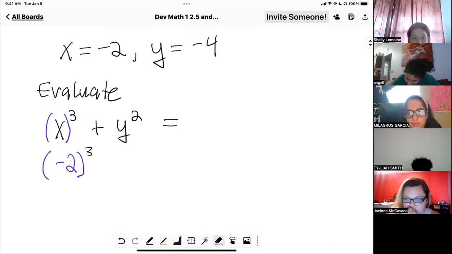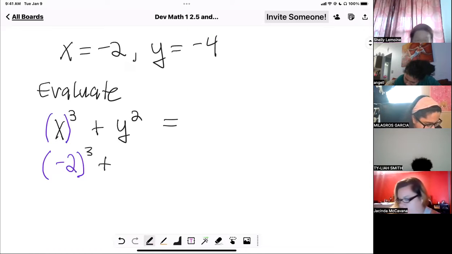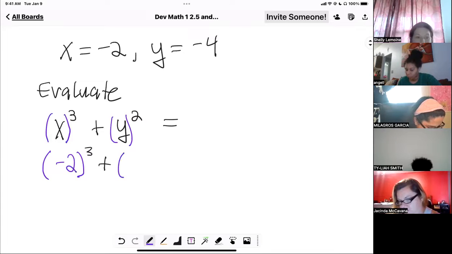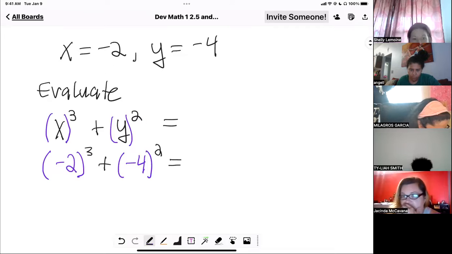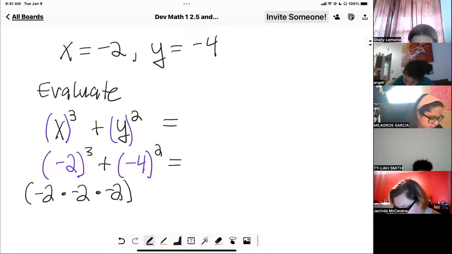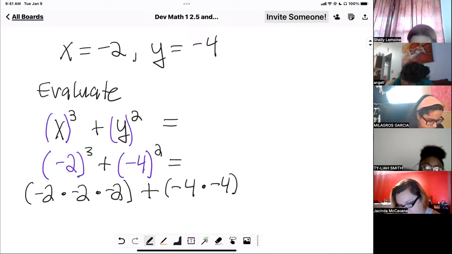Okay, so then plus now Y was negative 4. I'm going to look at Y, and every Y has to be negative 4. So I'm just replacing the Y, the square stays. So that means Y is negative 4, and that is squared. And now I put a third, so we haven't done a third power yet, but a third power is negative 2 times negative 2 times negative 2. And the second power would be negative 4 times negative 4.